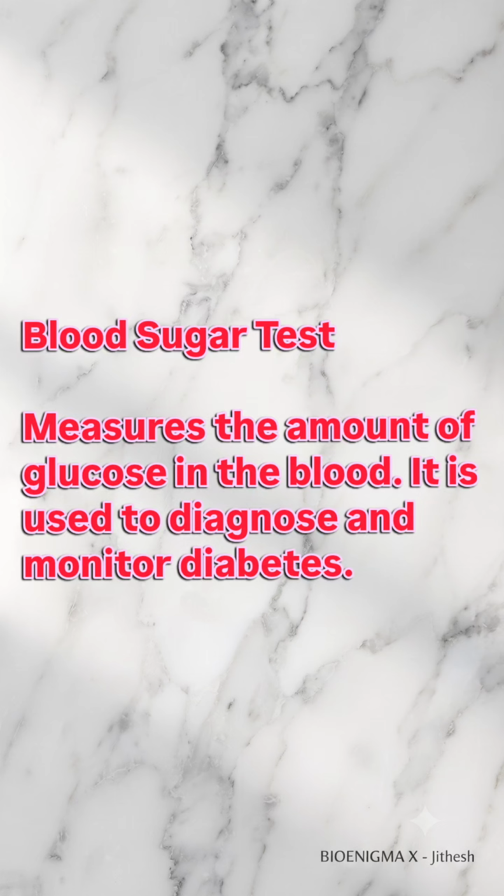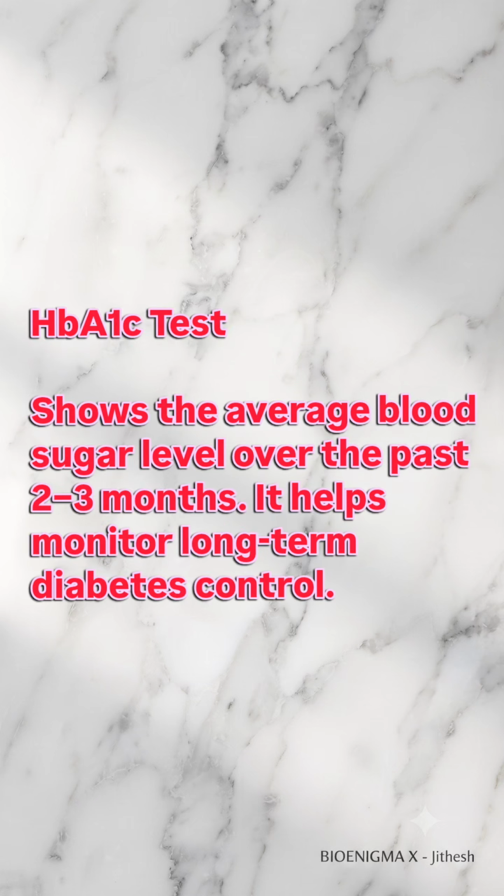Blood sugar test measures the amount of glucose in the blood. It is used to diagnose and monitor diabetes. HbA1c test shows the average blood sugar level over the past 2 to 3 months. It helps monitor long-term diabetes control.